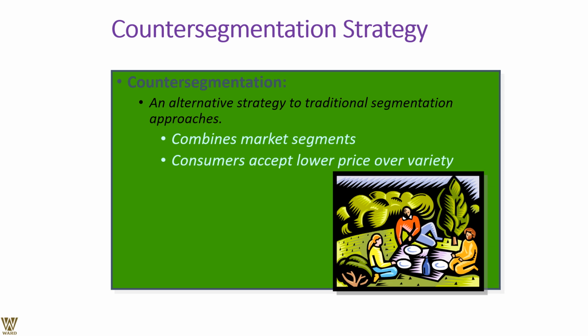Counter segmentation. Let me play devil's advocate. An alternative strategy to traditional segmentation is combined market segmentation. What if the theory is, why segment the market if we can address the whole market in one go? Probably the whole market might not be interested, but it is in our interest as a company to educate the whole market about the product. Today they might not be interested. God knows what will happen tomorrow. They might lap it up and the product might be a big hit. So in combined market segmentation, consumers accept lower price over variety, as the case might be. If you are pricing it correctly, if you're pricing it affordably, people are going to take it up.